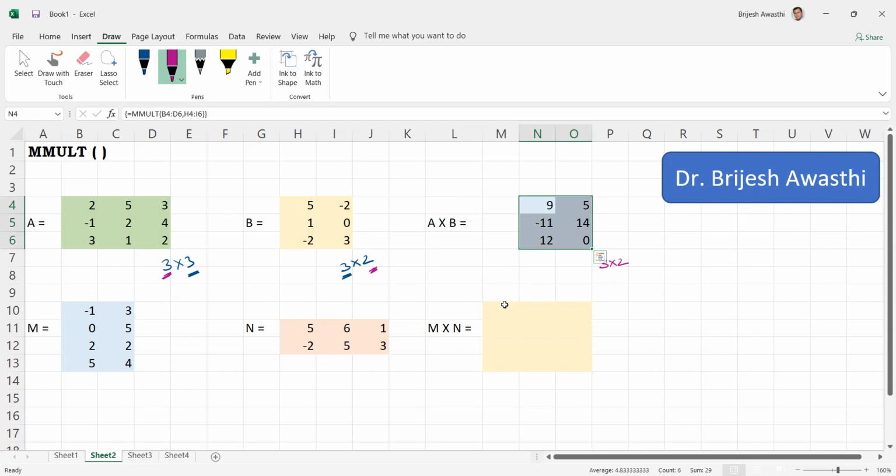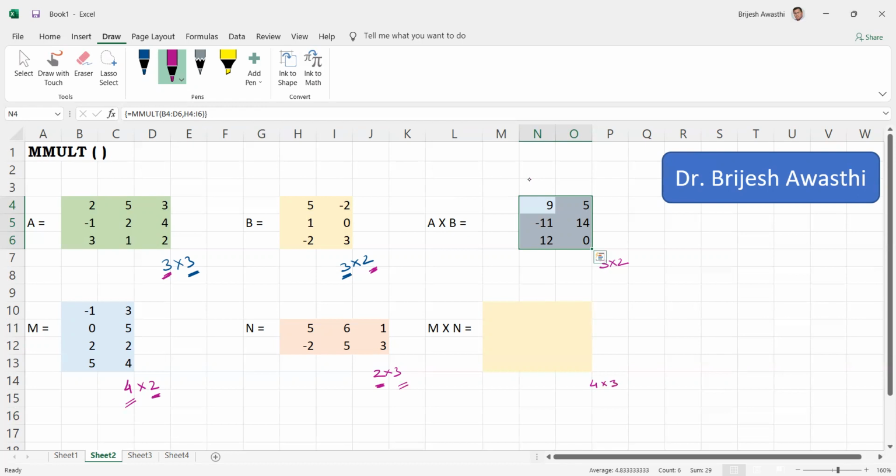Now we will repeat it again. If you see, the order of matrix M is 4 by 2, that means 4 rows and 2 columns. And the order of matrix N is 2 by 3. So the number of columns of the first matrix and the number of rows of the second matrix are both the same. That means multiplication is possible. And the output is 4 by 3.